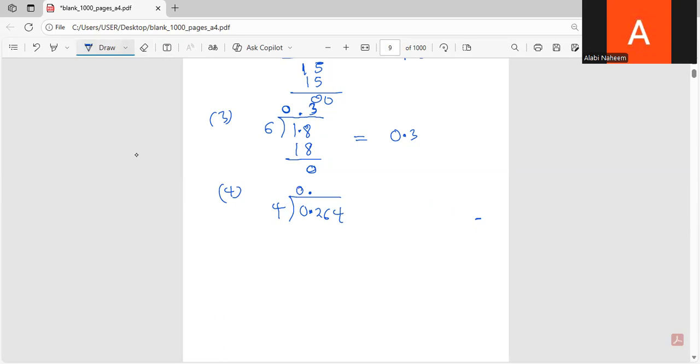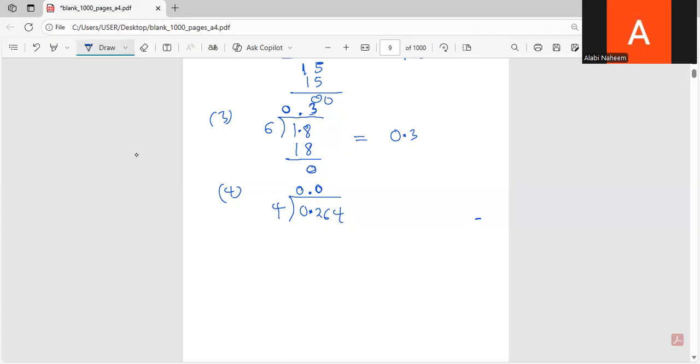Now 4 in 2. What's 4 in 2? Because 2 is less than 4, we write 0. What next? Now we take two numbers. 4 in 26 is 6 remainder 2, because the highest multiple of 4 before 26 is 24. 4 times 6, 24. 4 times 7, 28. So we are stopping at the highest multiple of 4 before 26.